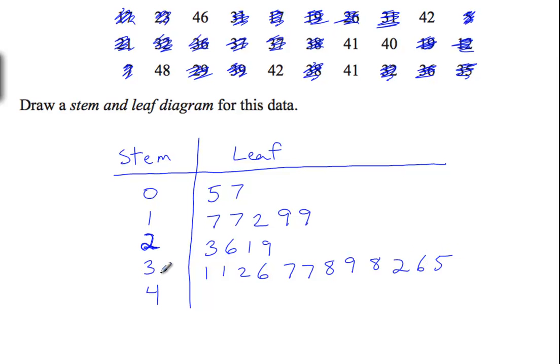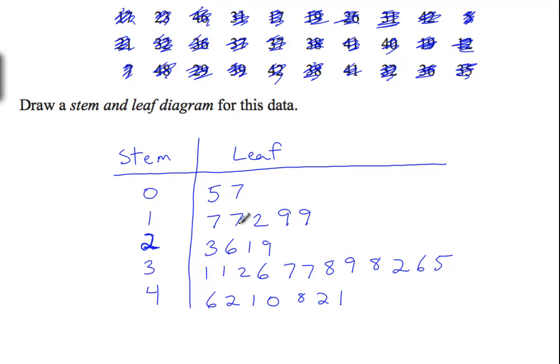A lot of people scoring in the 30s and now the 40s. 46, 42, 41, 40. 48, 42, 41. Okay, so these are all the scores. And we can count just to verify.